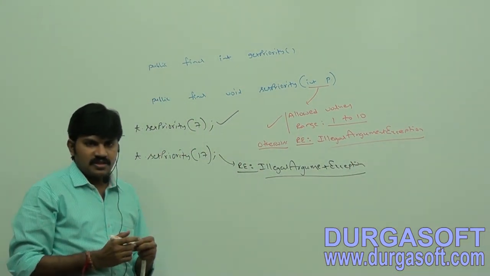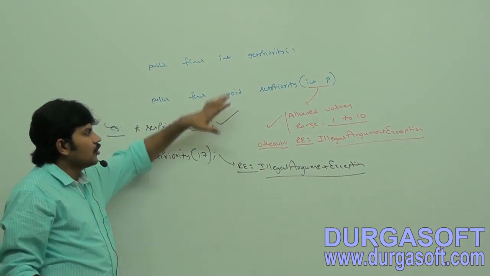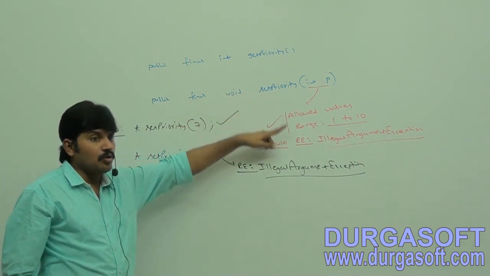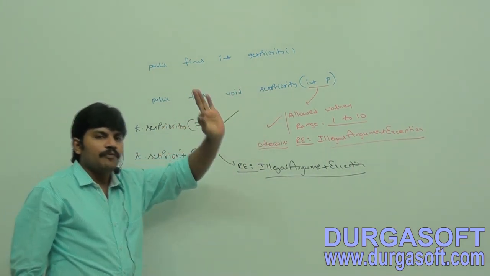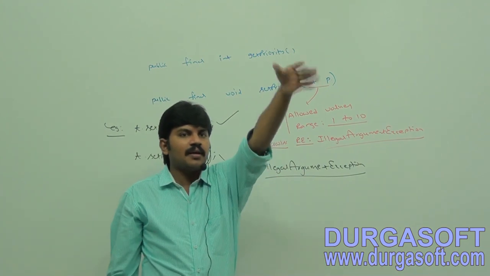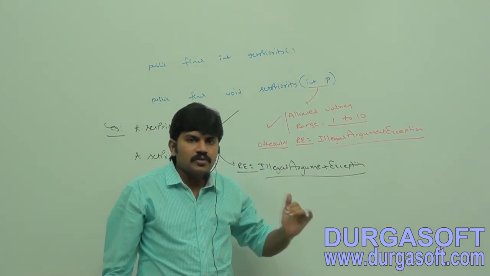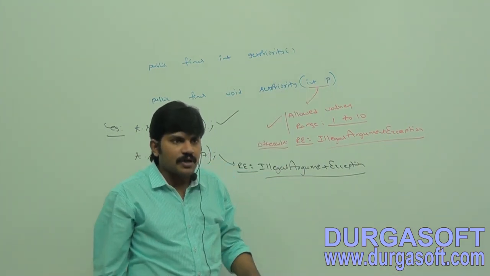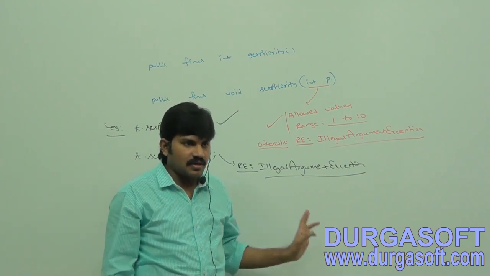Make sure you have clear clarity. This is the loophole in the setPriority method. If I'm trying to set the priority as 100, what will happen? If I'm trying to set the priority as 15, what will happen? You should have clear clarity, right?